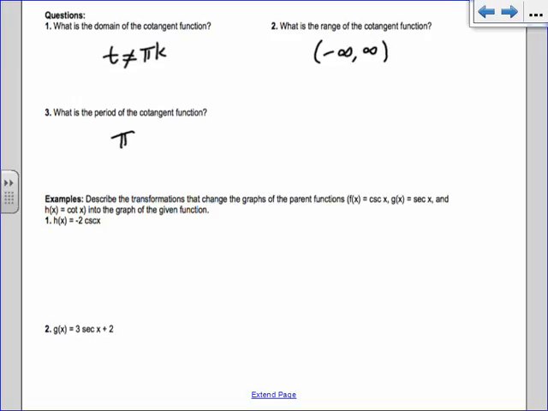So the next one says, describe the transformations that change the graphs from the parent functions into the graph of the given function. So for h of x equals negative 2 cosecant x, I'm going to have a vertical stretch by 2. But I also have a negative. Okay, a negative is always some kind of reflection. So it's going to be a reflection over the x-axis.